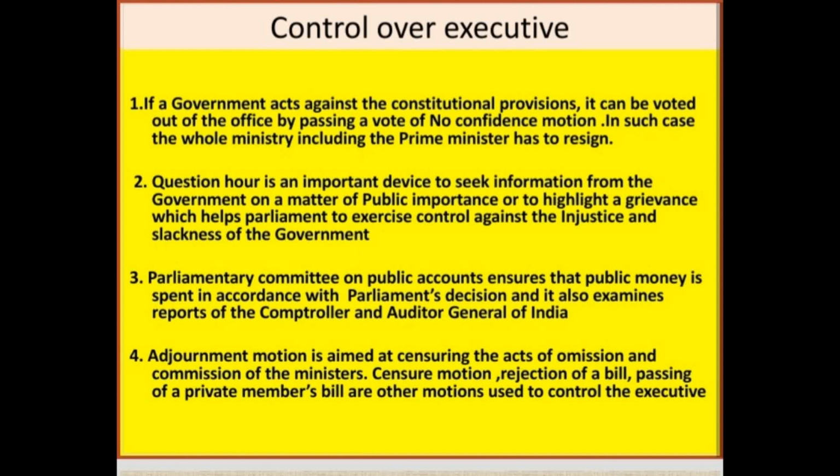And rejection of a bill is also a very important thing, where it will be useful for expressing the dissatisfaction with the government. And private members bill introduction is also one way of expressing the dissatisfaction and control over the executive role of government.